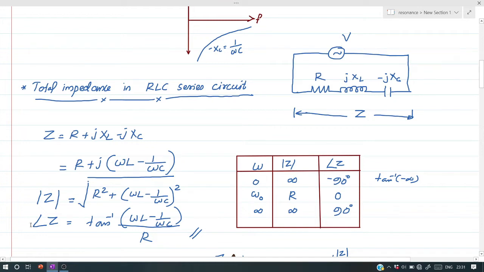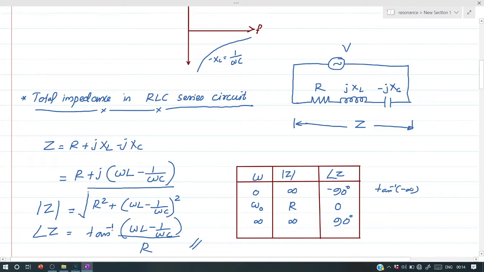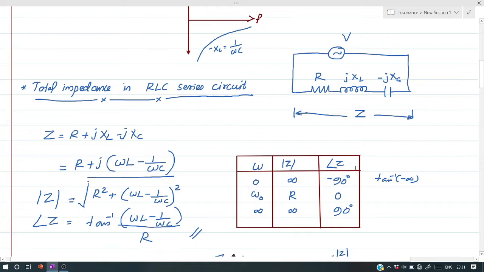Then when we are considering this angle equation, as this is infinity minus infinity, so tan inverse of minus infinity is minus 90 degree. So corresponding to omega equal to 0, magnitude of this impedance is infinity and corresponding angle is minus 90 degree. Now let's consider the frequency as resonance frequency omega 0. Corresponding to resonance frequency, the magnitude of the impedance is R itself, a pure resistive circuit. For a resistive circuit, this part is 0.